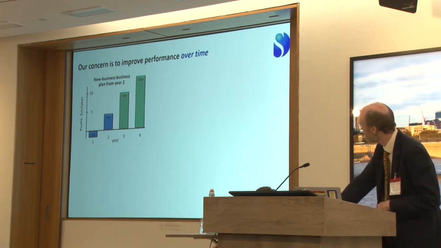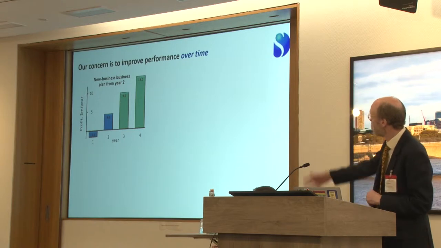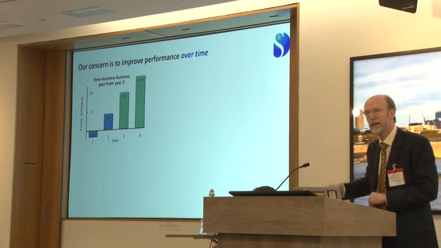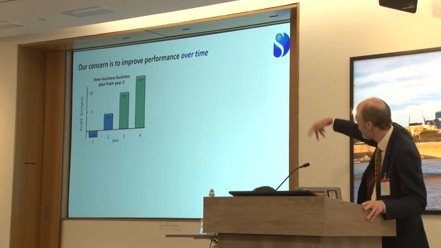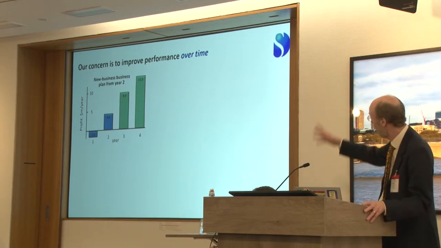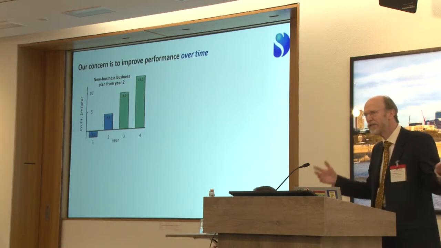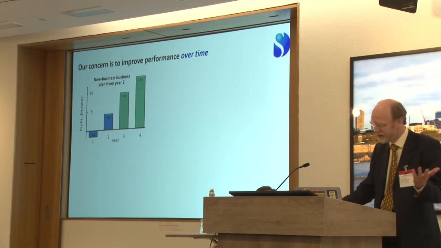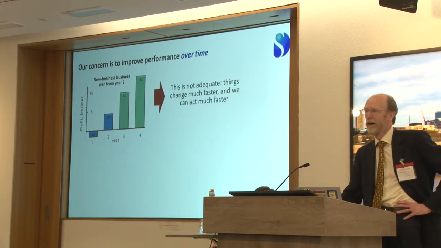Here is a startup business that's been going for 2 years. This is a typical kind of chart you'd find in a business plan presentation. This is our profits for year one and two and what we hope for year three and four. That's just not adequate. I mean, the world just changes far too fast for that to be useful.